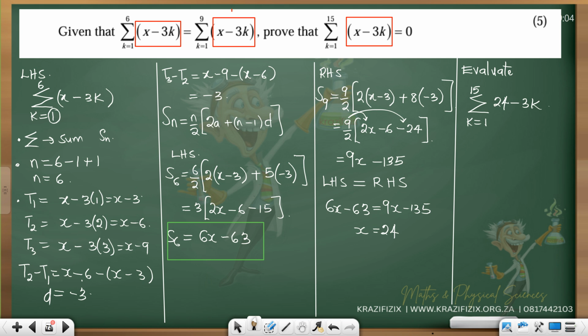To evaluate, well, it's a sum as well. We already know Sn will be what? N over 2, A plus L. There are 15 terms. N is 15. What is A? 24 minus 3 times position 1. What is 24 minus 3? 21. L is the last term. This is 45. 24 minus 45 will be negative 21.